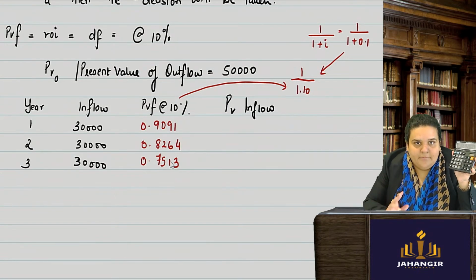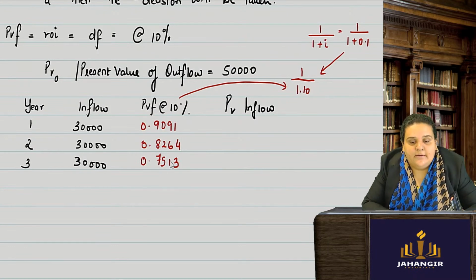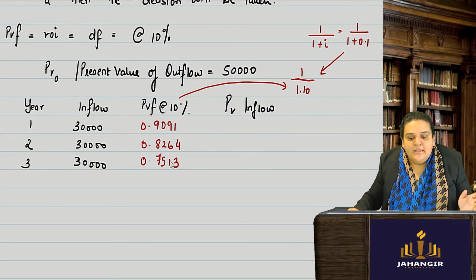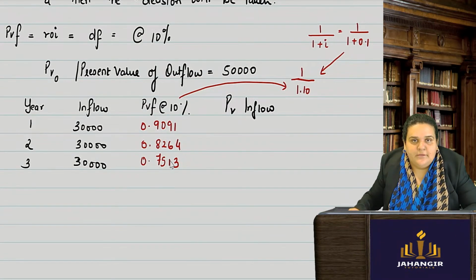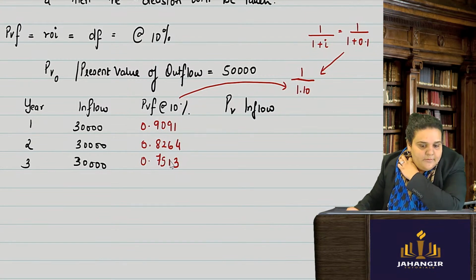Okay, once again I am repeating. This is important, try to understand. I have to bring the inflows to today's value, the present value. So I have to discount them at the rate of 10%. This is an easy way of doing it.